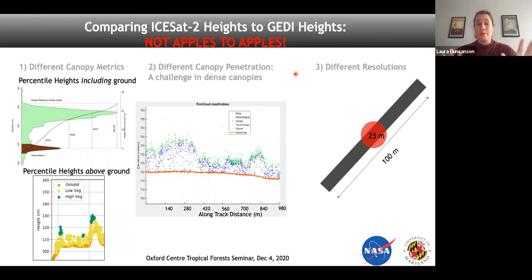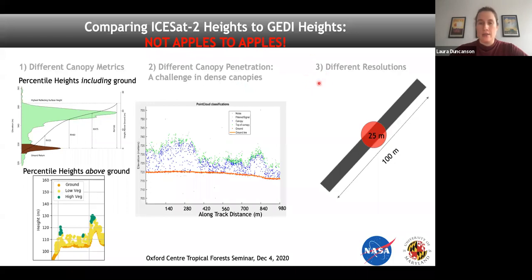ICESat-2 and GEDI both have relative height metrics in their products, but they're not apples to apples. They're not the exact same. The way they calculate those relative height metrics is different, but also the ICESat-2 laser is much weaker than GEDI. So in really dense canopies, like in the tropics, oftentimes it won't actually penetrate all the way through to the ground. If it misses the ground, it's going to really shrink the tree heights.